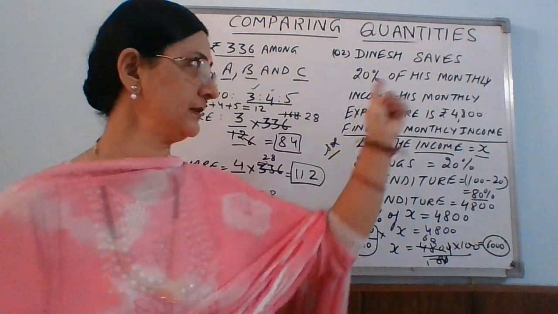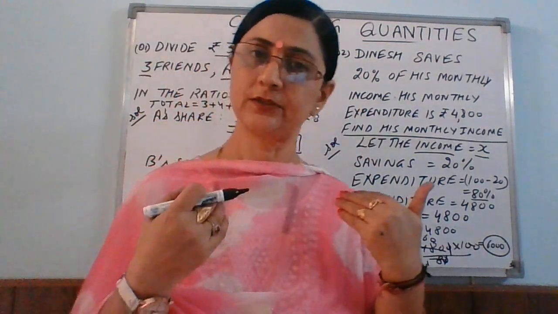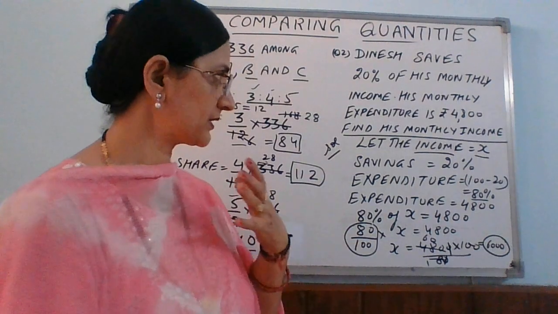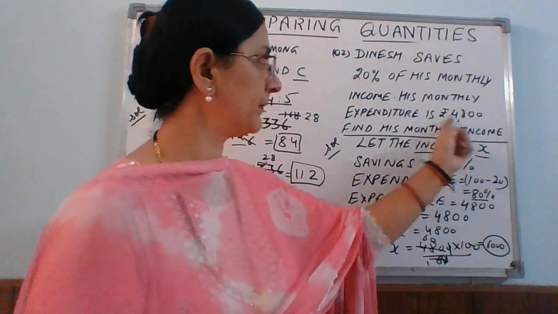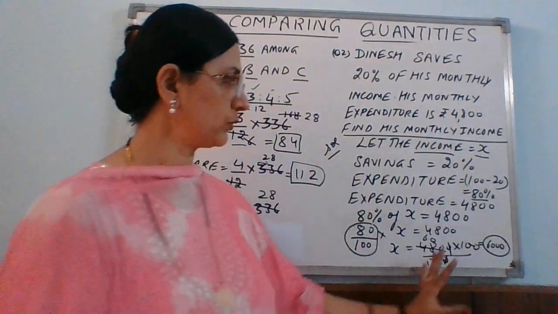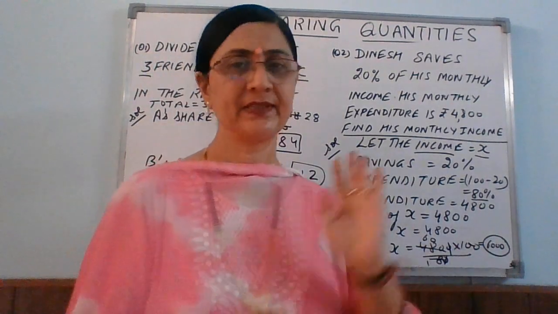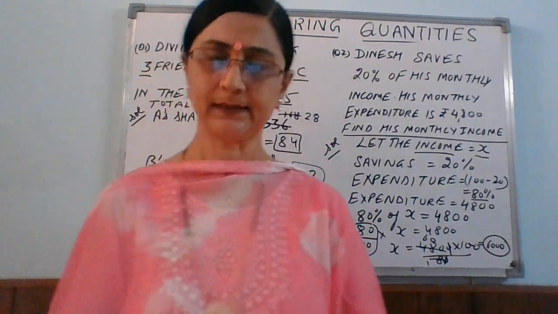6000 का वो 20% सेव करता है, 80% जो है स्पेंड करता है, एक्सपेंडिचर है उसका, राइट? तो वो अमाउंट में 48 है एक्सपेंडिचर. So what was the total? टोटल was 6000. I hope the topics are clear, children.